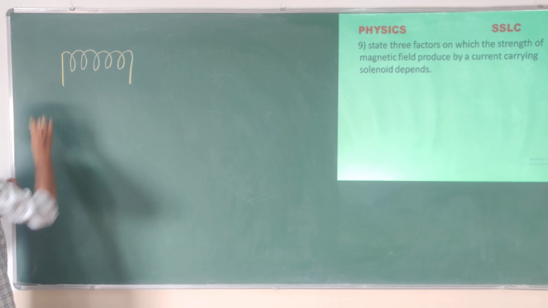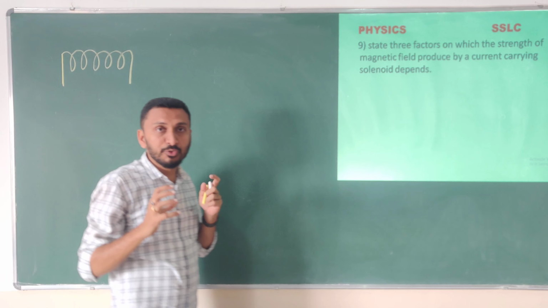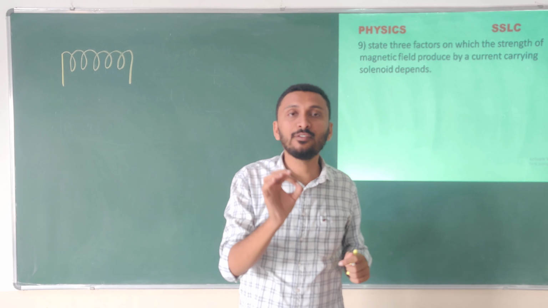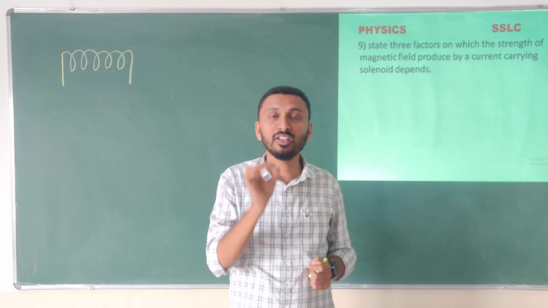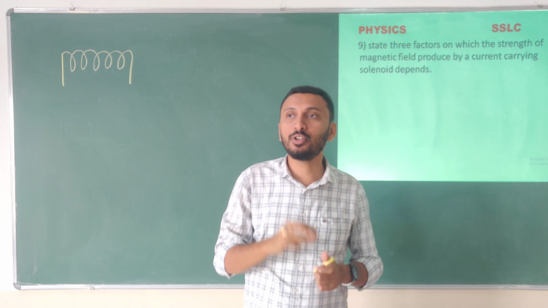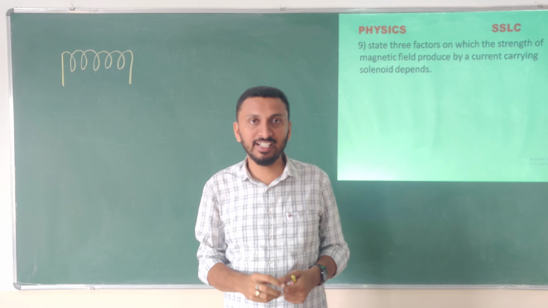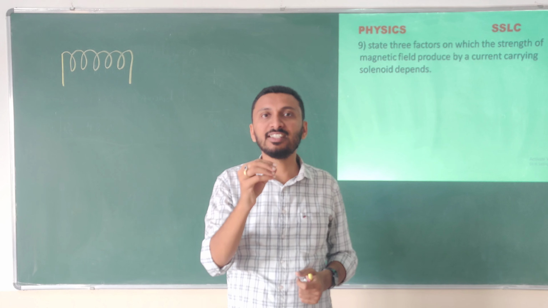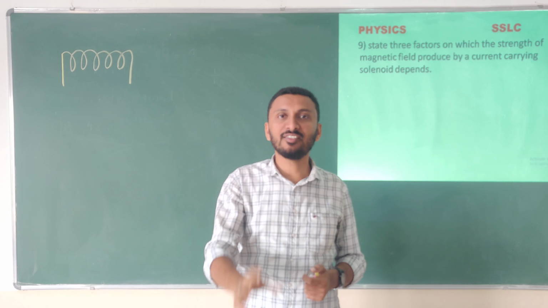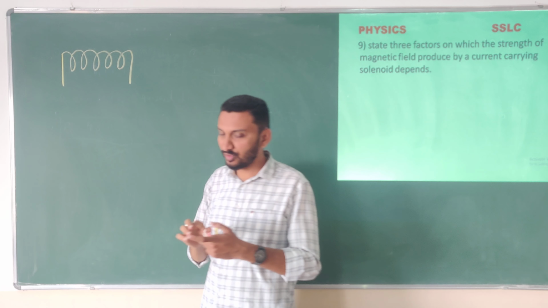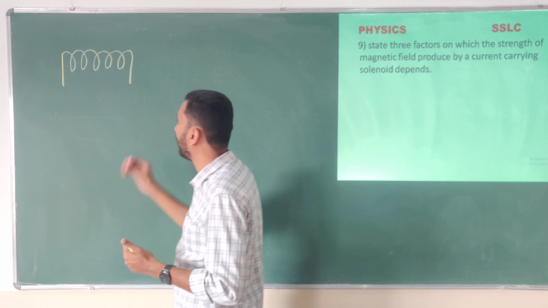It is used to produce uniform magnetic field. Mind the word, it is used to produce uniform magnetic field. What do you mean by uniform magnetic field? The strength of the magnetic field at each and every point, both in magnitude as well as direction, remains constant. That is called uniform magnetic field.